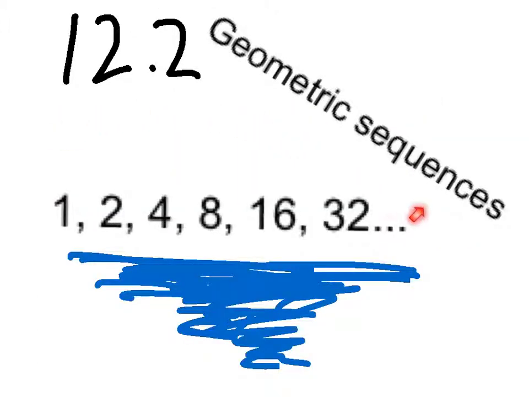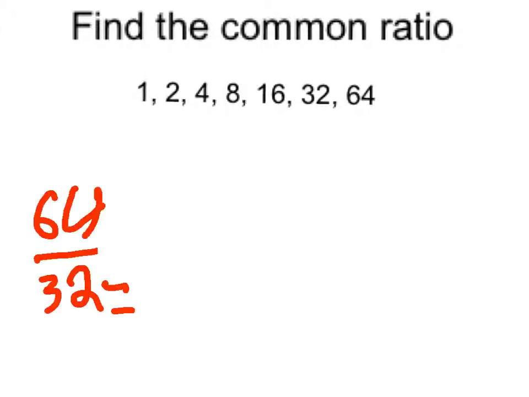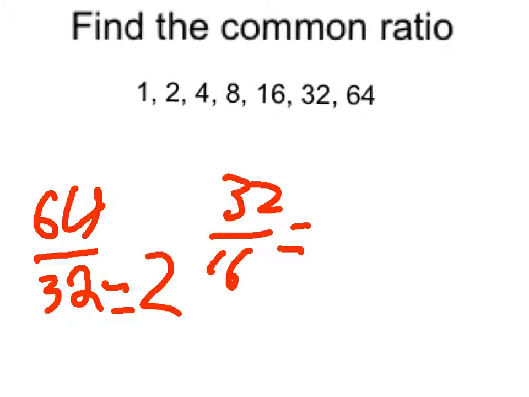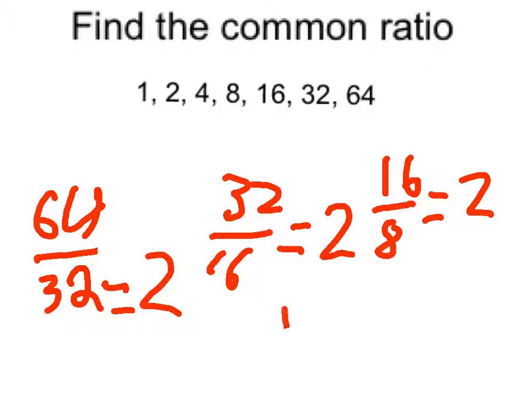12.2 Geometric sequences. In a geometric sequence, the ratio of one term to the next is always the same. Here is an example. We have the sequence 1, 2, 4, 8, 16, 32, 64. Find the common ratio. One way you can find it is by dividing by the number before it. 64 divided by 32 equals 2. 32 divided by 16 equals 2. 16 divided by 8 equals 2. So the common ratio is 2.